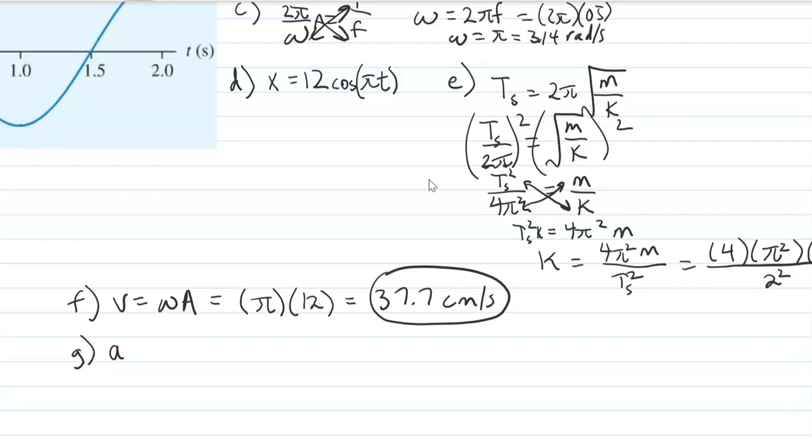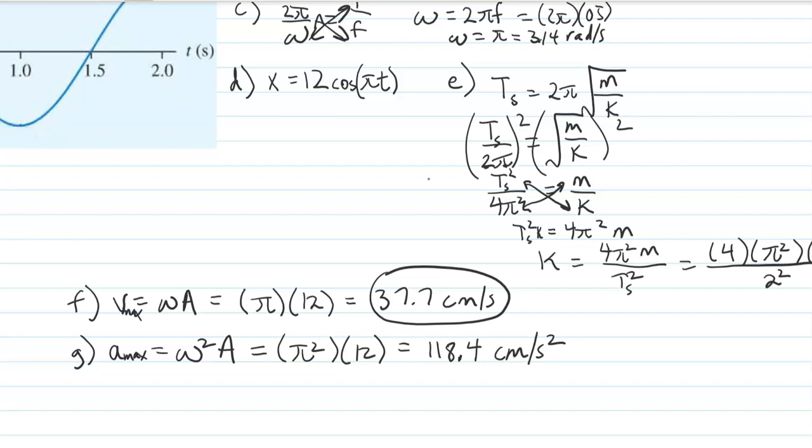And then this last part of the problem was to get the maximum acceleration. And the formula for maximum acceleration is omega squared times A. So we'll do pi squared times 12, again, just leaving it in centimeters. And that's going to be 118.4 centimeters per second squared.